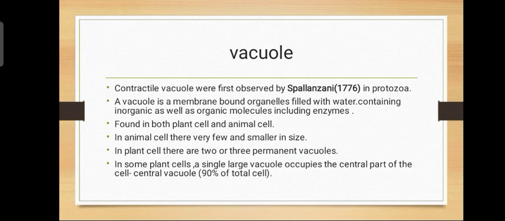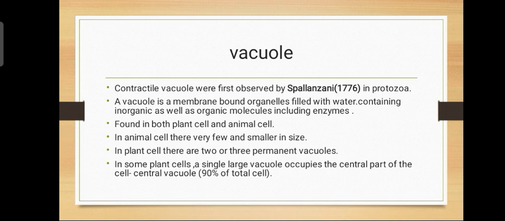For the first time, the contractile vacuole was identified or observed by Spallanzani in the protozoan in the year 1776. These vacuoles are nothing but membrane bound cell organelles which are completely filled with water, or otherwise organic or inorganic substances, and some enzymes may also be present inside the vacuole. These vacuoles are present in both plant cells as well as animal cells.